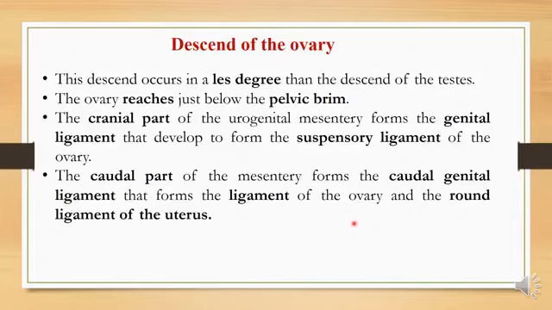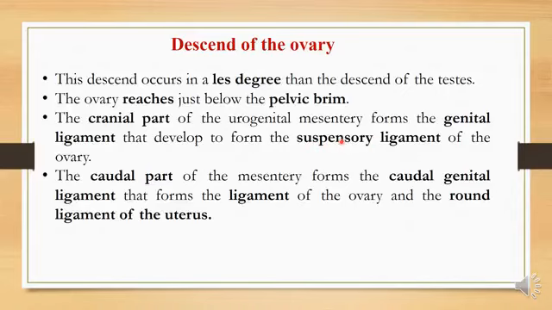Now, the descent of the ovary. This descent occurs to a lesser degree than the descent of the testes. The ovary reaches just below the pelvic brim. The cranial part of the urogenital mesentery forms a genital ligament, a genital ligament that develops and forms the suspensory ligament of the ovary.